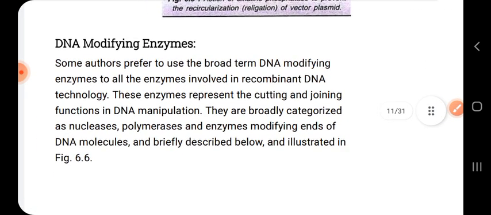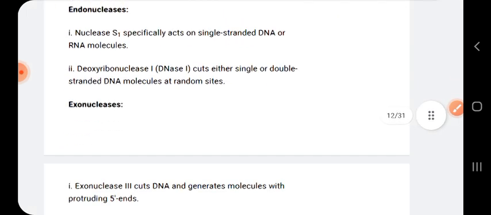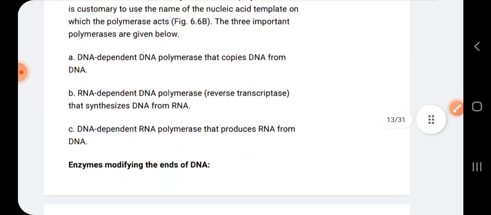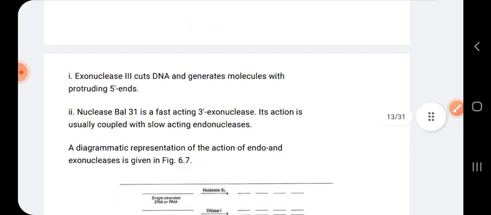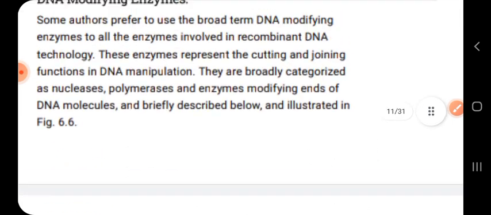Some DNA modifying enzymes are also there which are needed for recombinant DNA experiments. Let us see them one by one.